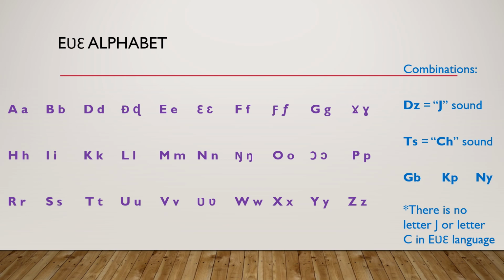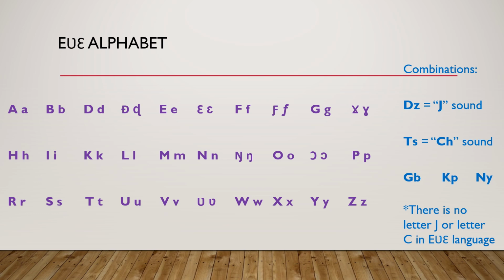Let's go through them. The first letter is A. Then B. Then D. The first D that you see there is not a regular D sound. It's a cross between TH and D. It's a forceful D. The next D, with the bar, the lowercase with the hook, is the actual D sound.